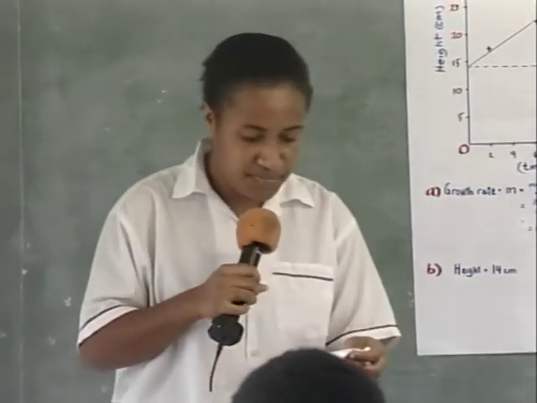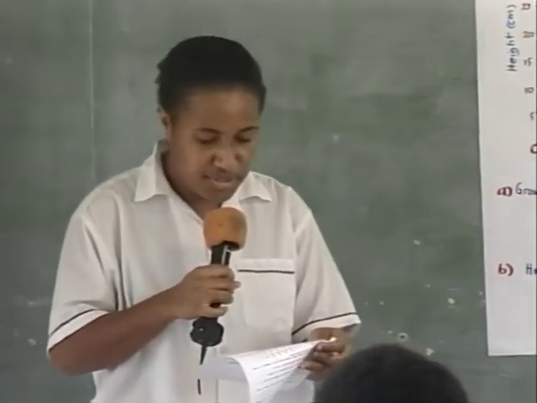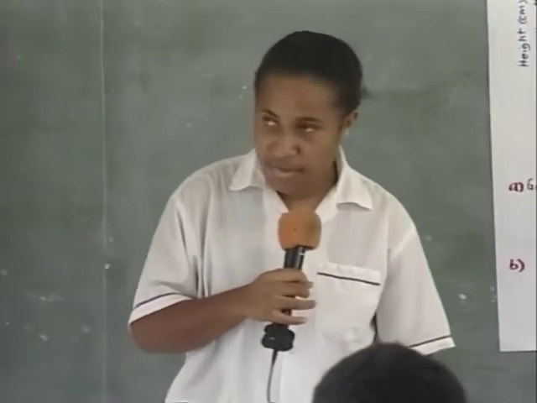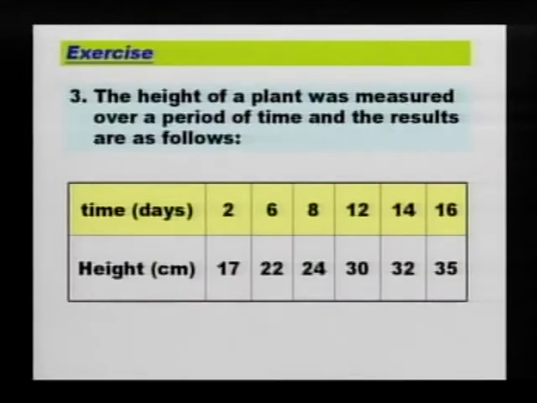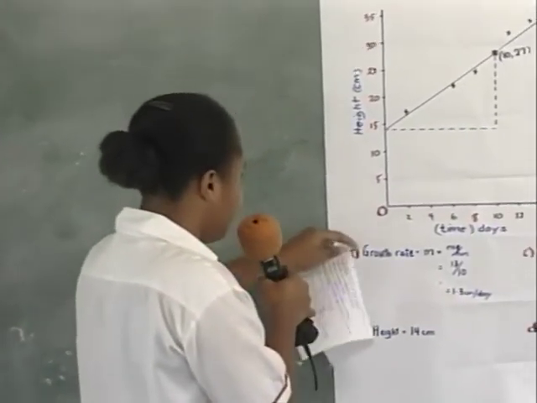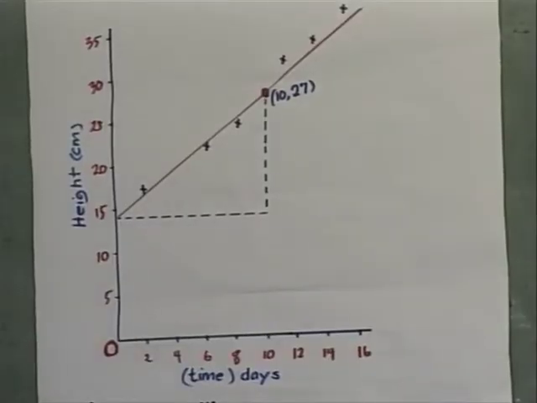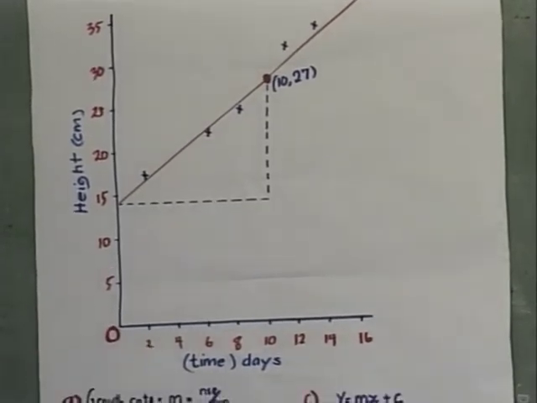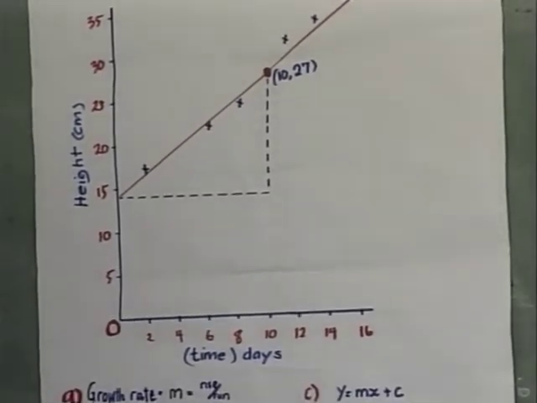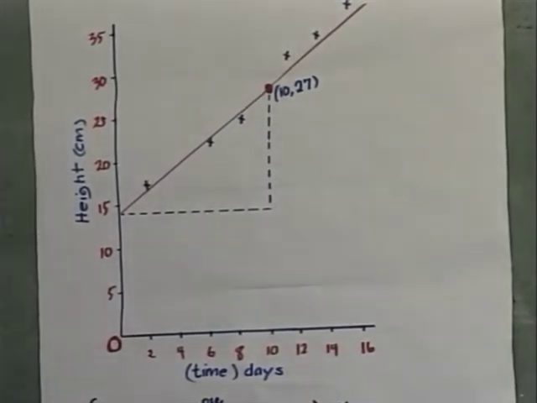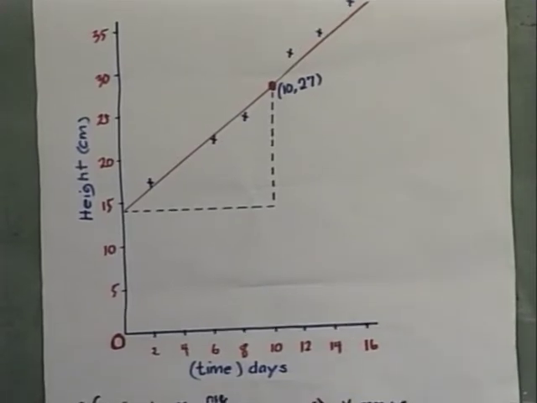Exercise 3 says, the height of a plant was measured over a period of time, and the results are as follows. It's the table shown on the screen. We've drawn the graph to indicate the height and the time. Okay, the first question reads, what was the plant's rate of growth? Okay, the rate of growth is equal to the gradient.